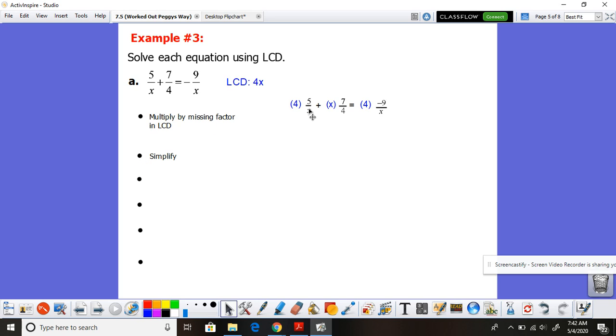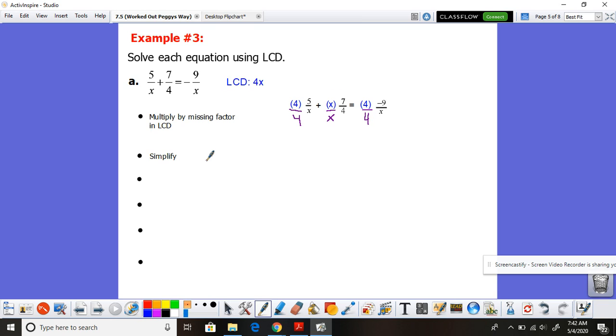So what we're going to do is we're going to take this and multiply by the missing part. Now, this should be 4 over 4. Remember, we can't multiply just by a 4 or just by an x. We have to multiply it by 1. Okay, 4 over 4. There we go. That's better. All right.